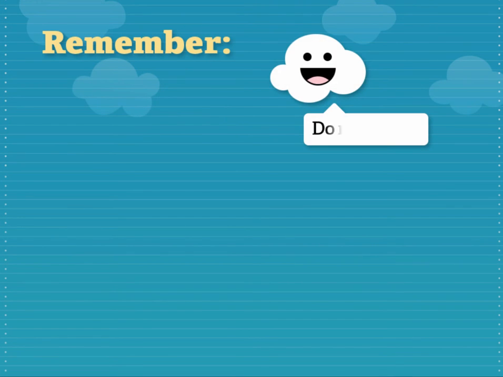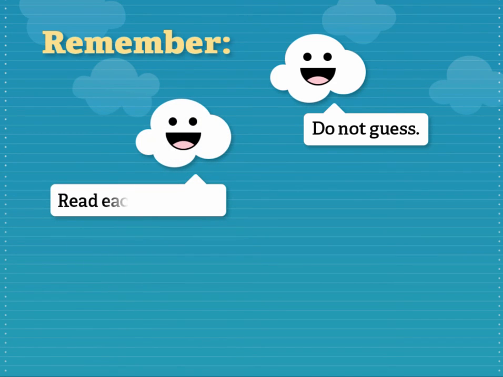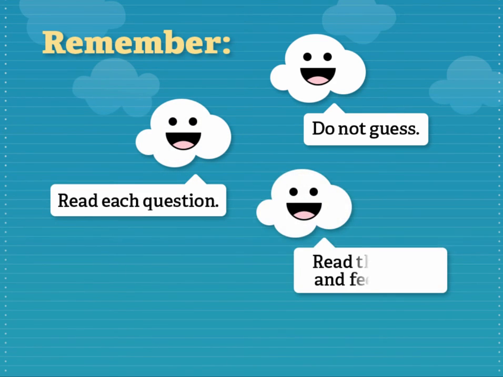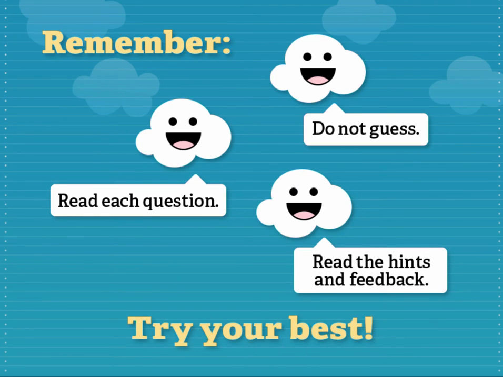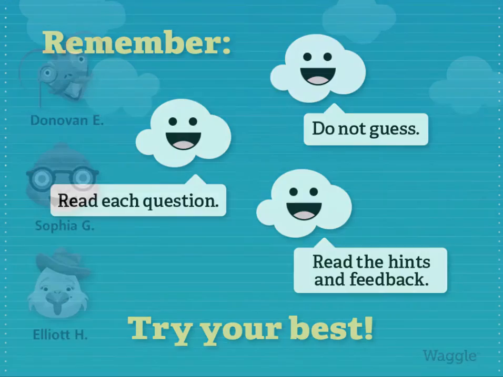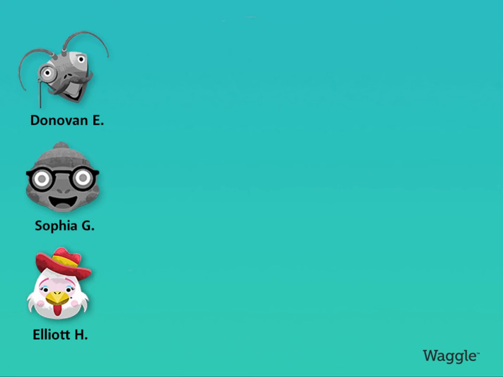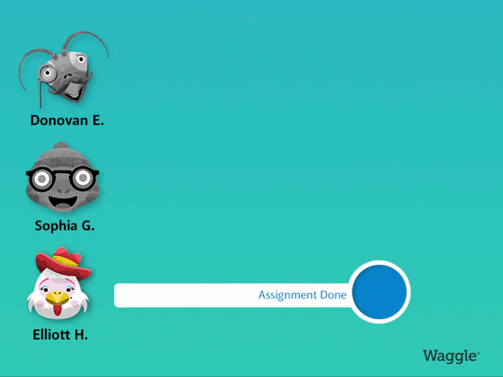The most important thing to remember while practicing in Waggle is do not guess at the answer. Read each question carefully, read the hints and feedback, and try your best every time you check your answer. If you guess and answer incorrectly, Waggle thinks you need even more practice and will give you even more questions to answer. So try your best each time. You'll finish your assignments quicker that way.